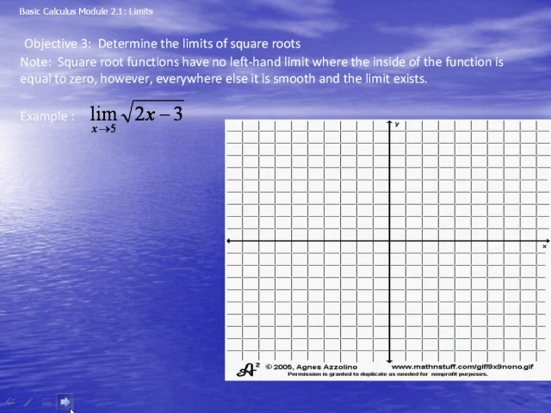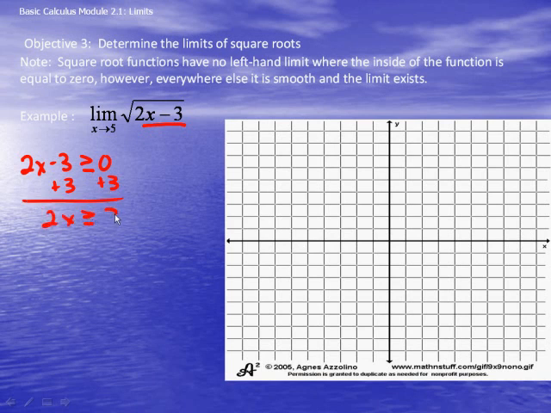So what we need to remember is that whatever's underneath the square root cannot be negative. So that means that 2x minus 3 must be greater than or equal to 0. So we're going to add 3 to both sides. That'll give us 2x is greater than or equal to 3, and we're going to divide by 2 on both sides. So x must be greater than or equal to 3/2.